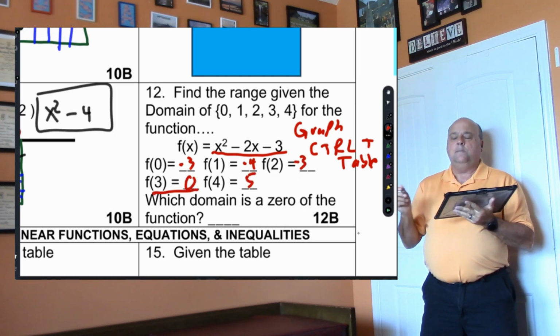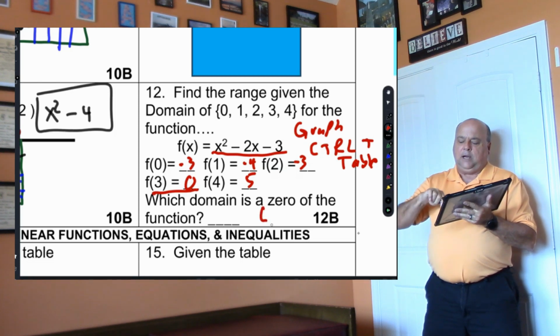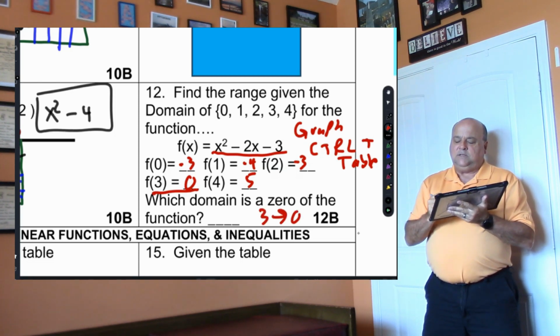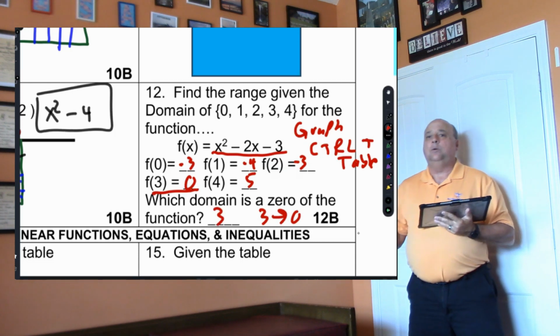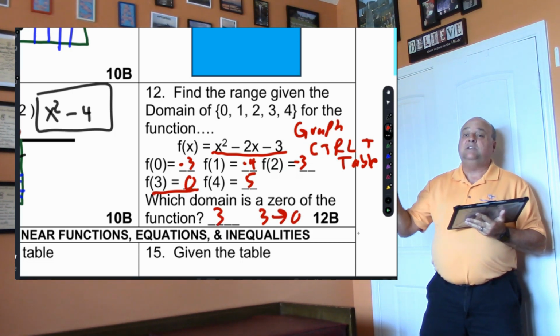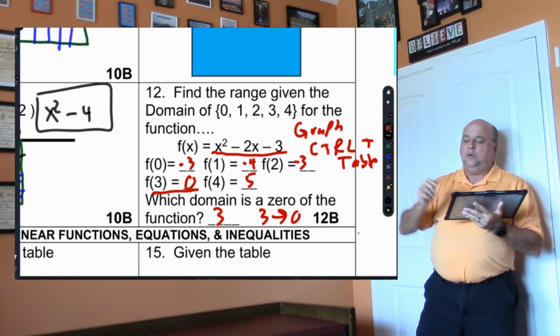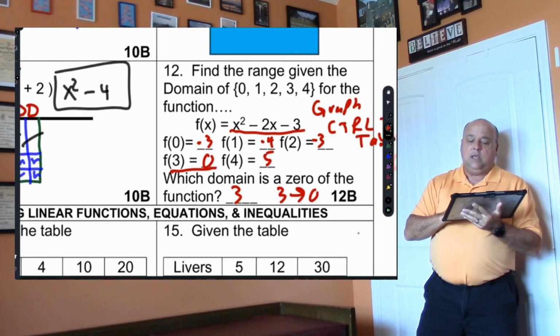This right here is the important one. If you input 3, you output 0. So 3 is the 0 of the function. 3, 0. An input of 3 would output 0. That's why it's called a 0.